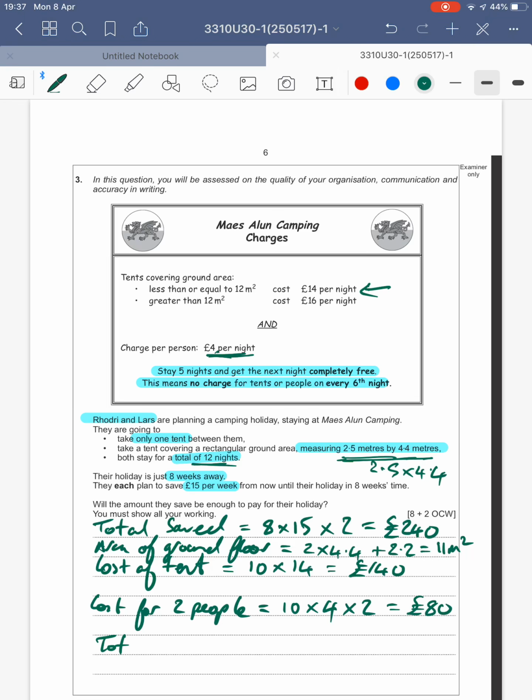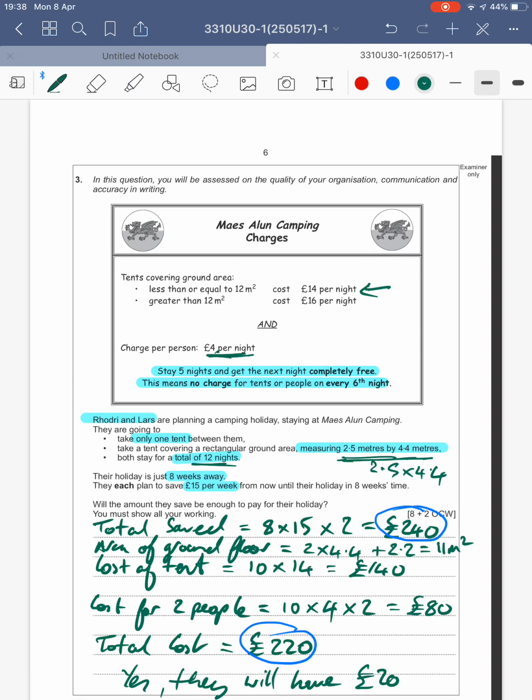So the total cost of the holiday is going to be £140, which is the cost of the tent, plus the charge for the 2 people, which is £220. So it's asking you, will the amount they save be enough to pay for the holiday? Well, the answer is yes, because the amount of money they save is £240, and the total cost of the holiday is £220. So yes, they will have £20 left over.